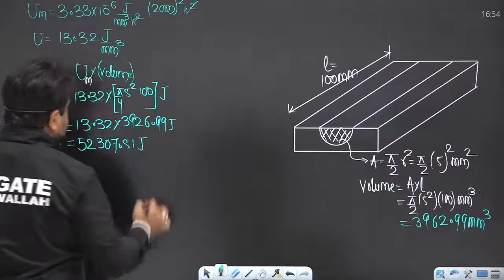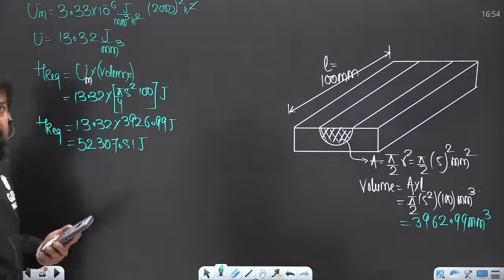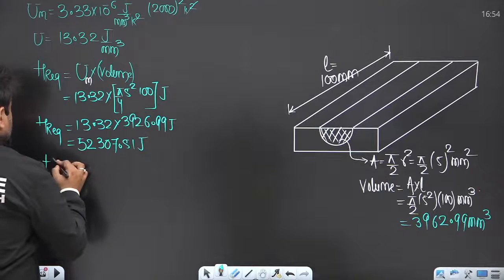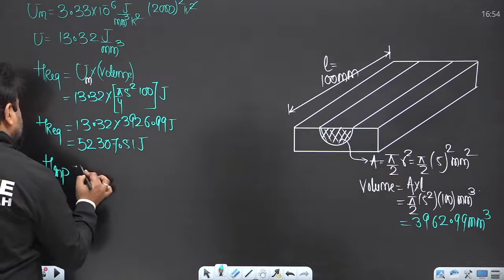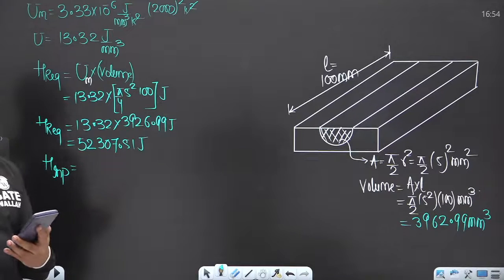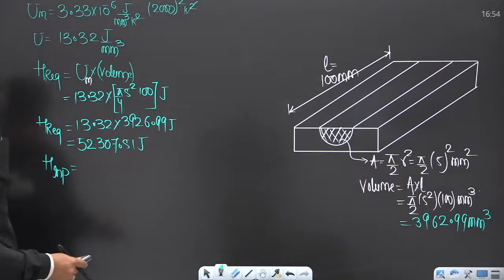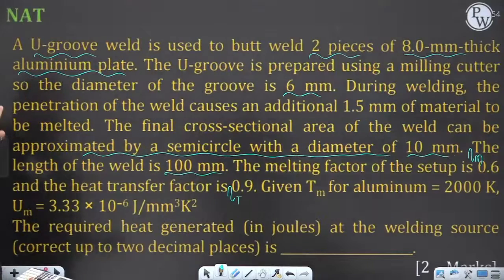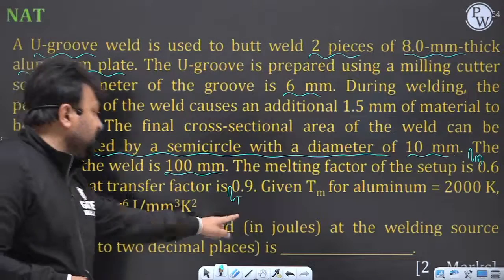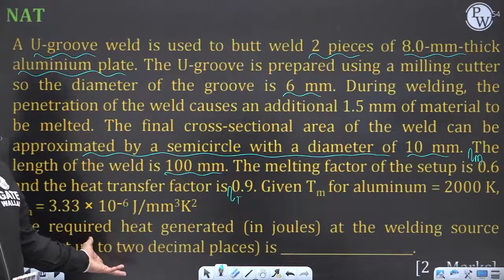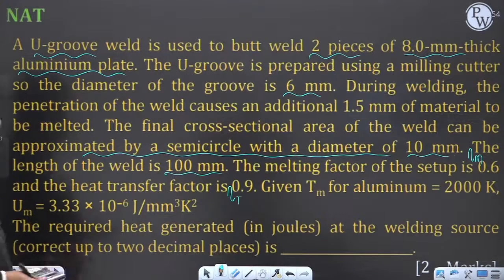52307.51 joule. This is the required heat, right? Now what will the input heat be? Basically, here it is given that from the source, what will be the required heat generated? That we have to find out.